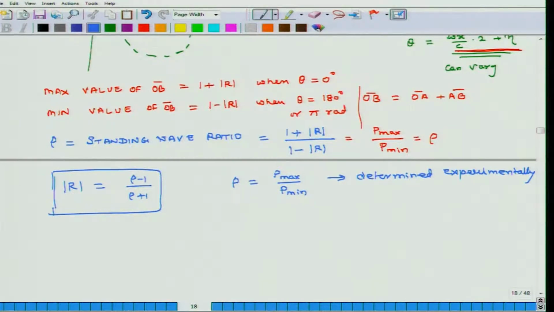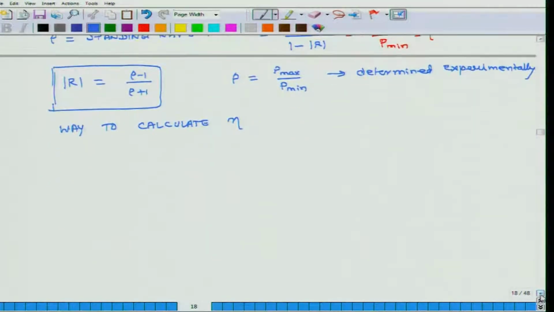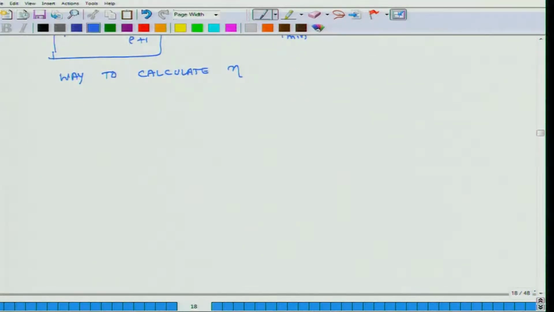Now the other thing which I have to figure out is how to calculate eta. Once I figure out how to find eta, then I can know what is the value of R, and then from R I can go and back calculate the value of ZL. So we'll figure out now how to find the value of eta. So again, how do we find out eta?